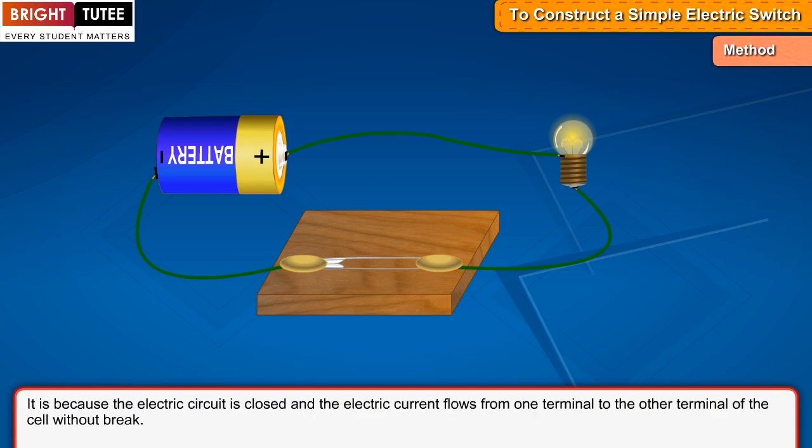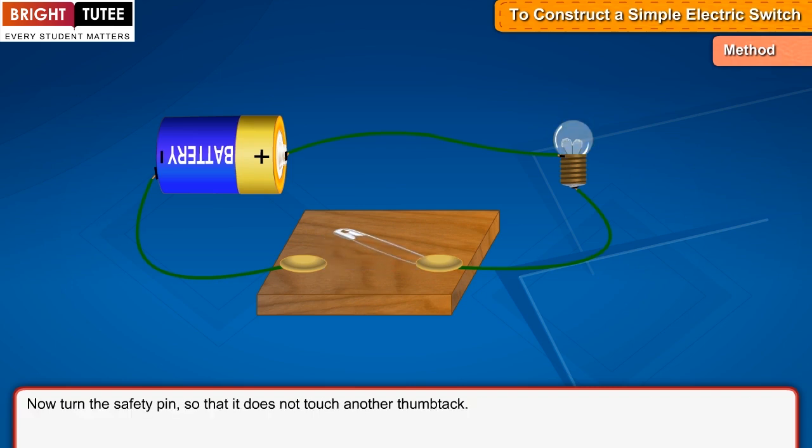It is because the electric circuit is closed and the electric current flows from one terminal to the other terminal of the cell without break. Now turn the safety pin so that it does not touch the other thumbtack. You notice that the bulb stops glowing. It is because the electric circuit is broken or the switch is open. Thus, no current flows from one terminal to the other terminal of the cell. Conclusion: from this activity, we conclude that electric current flows only in a closed electric circuit.